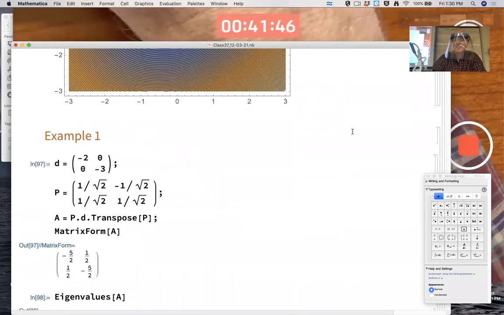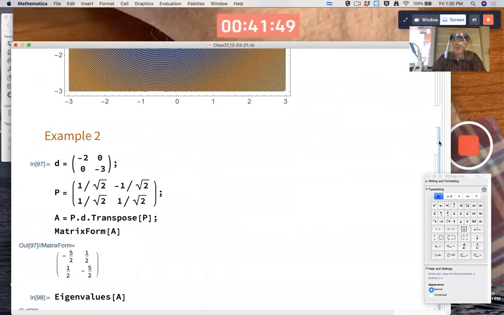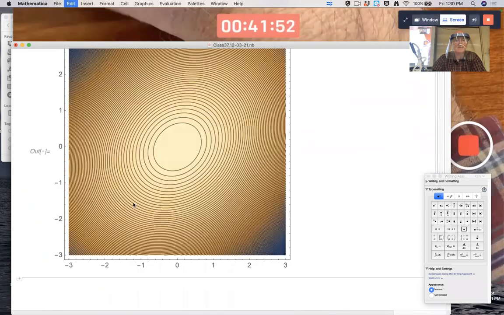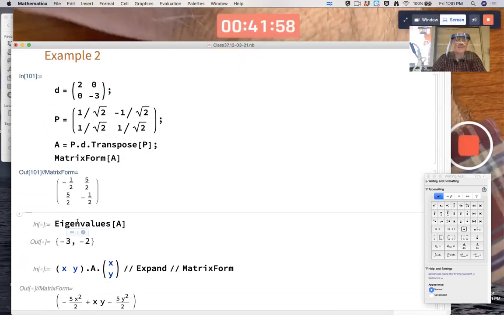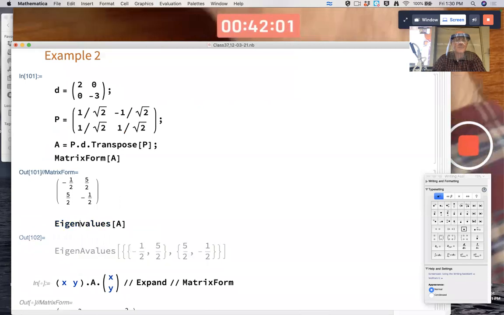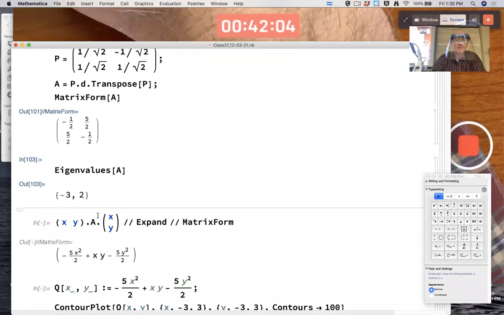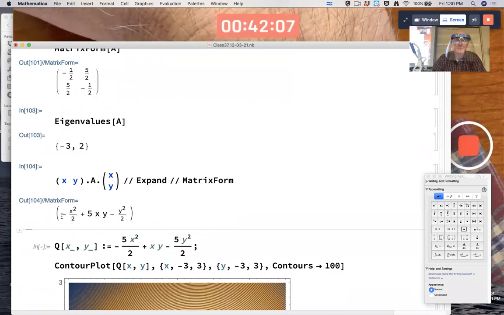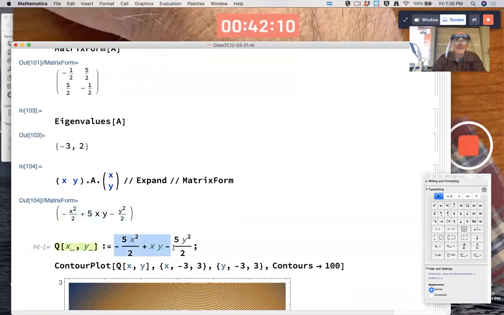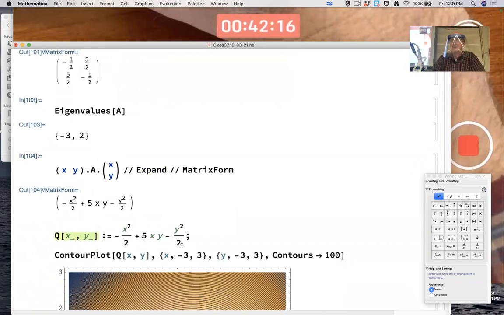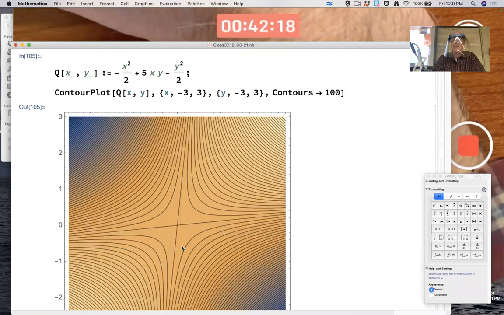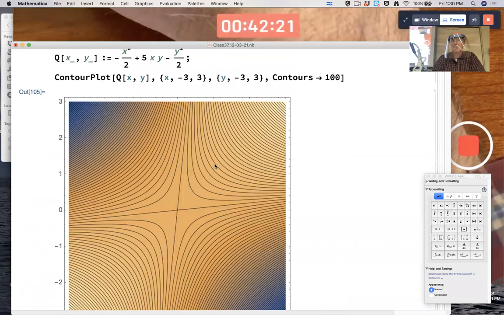Example 3 will have one positive, one negative eigenvalue. Positive 2 and negative 3, say. Now A again has the same eigenvalues. One positive, one negative. The formula ends up having a mixture of positive and negatives, but this one is not positive definite and it's not negative definite either. It's called indefinite. It takes on both positive and negative values. Positive up here and down here. Negative here and here.